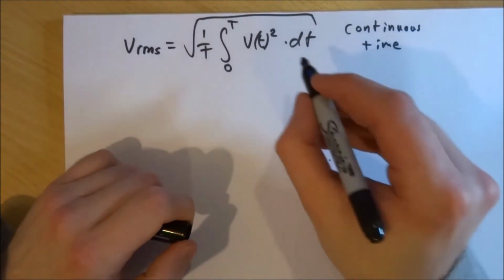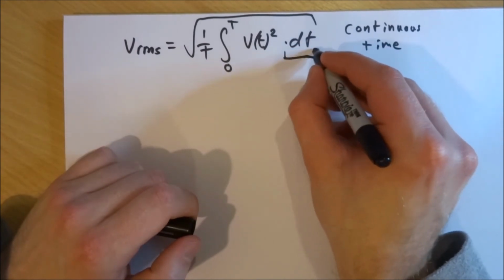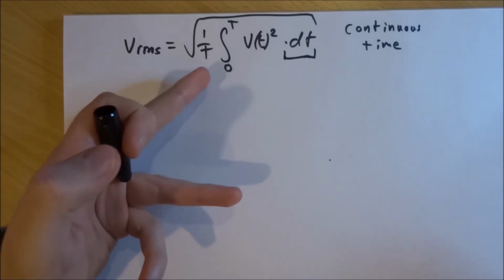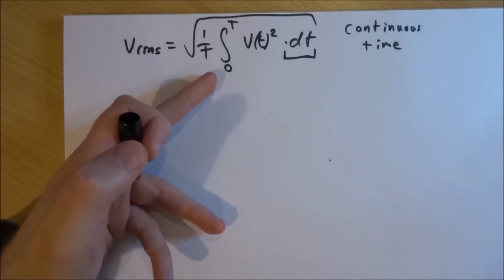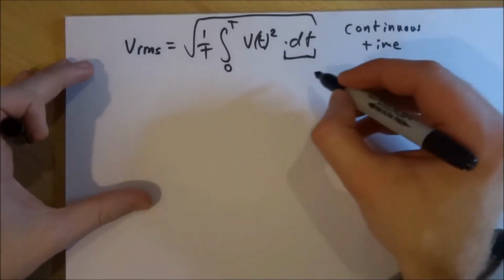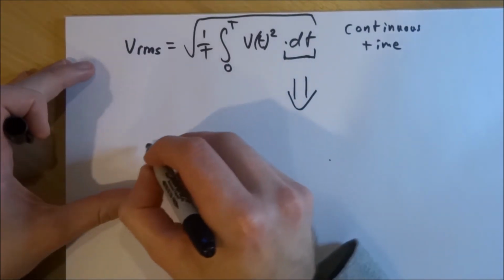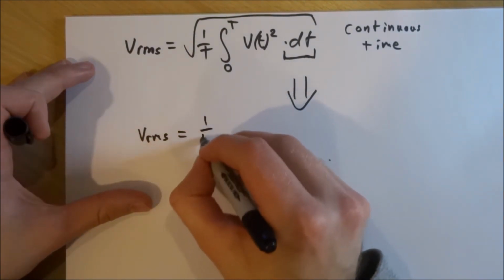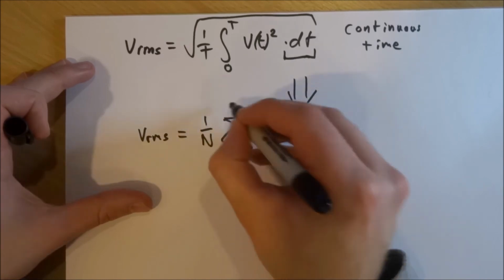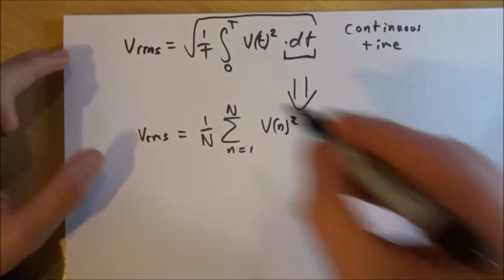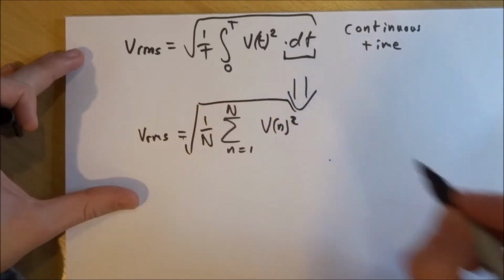In the continuous time domain, we assume that the sampling period, which is this little dt here, is infinitely small, which means that we are basically taking the sum of an infinite amount of samples. Now, we can't sit here and work out an infinite amount of samples longhand. So what we do is we move to the discrete time domain. So V RMS in the discrete time domain becomes 1 over N times a summation of n equals 1 to N of v of n squared. And then we take the square root of all of that.